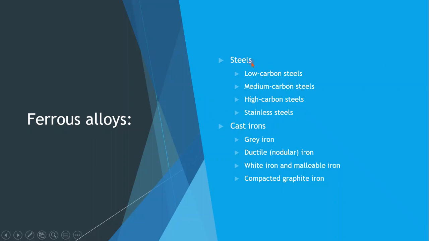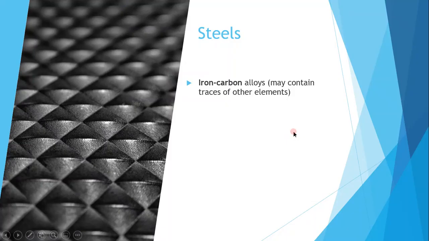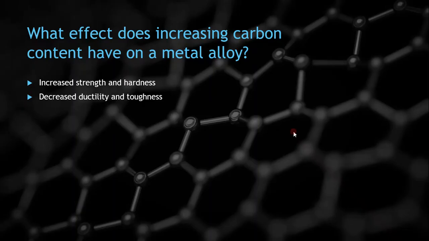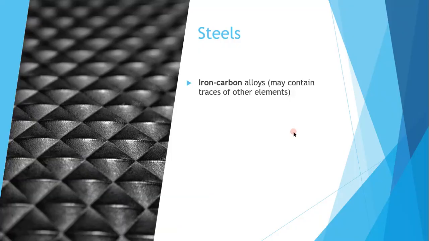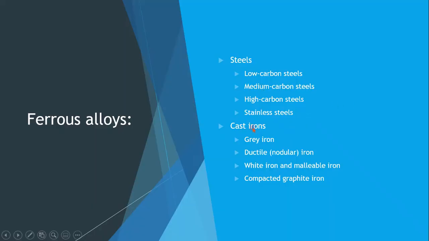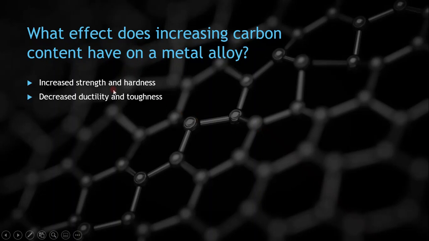Okay, so this is what we're going to have a look at. We're going to have a look at steels and cast irons, and the differences between them. So let's get into it. Steels are iron-carbon alloys, and they may contain traces of other elements. So what I should have said is that steel and cast irons are both made of iron and carbon. It's just that cast iron has, I think, over 1.2% total carbon weight. And the effect of increasing the carbon content is increased strength and hardness, but it does become more brittle, less ductile and less tough.